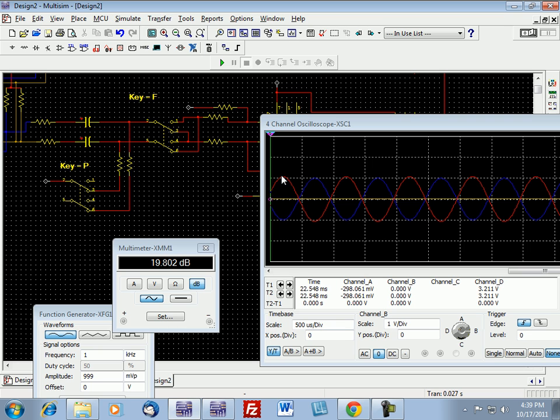you see you have the positive cycle. Then this cycle was not a positive cycle. It went to a negative cycle. And when this goes to a positive cycle, this is a negative cycle. They're not moving at the same time because it's out of phase. Look what happens when I press a switch here. Notice the switch move. It goes in phase.